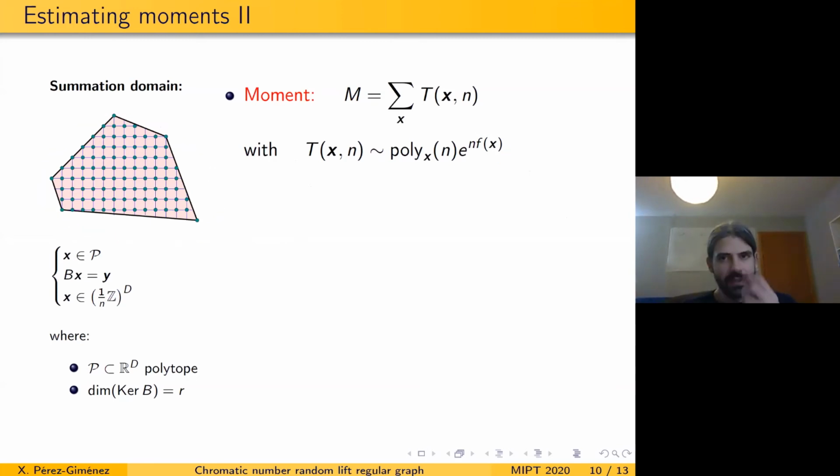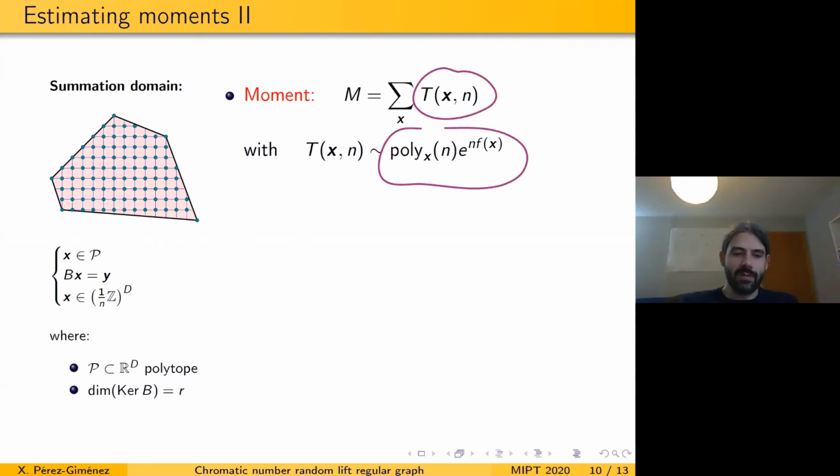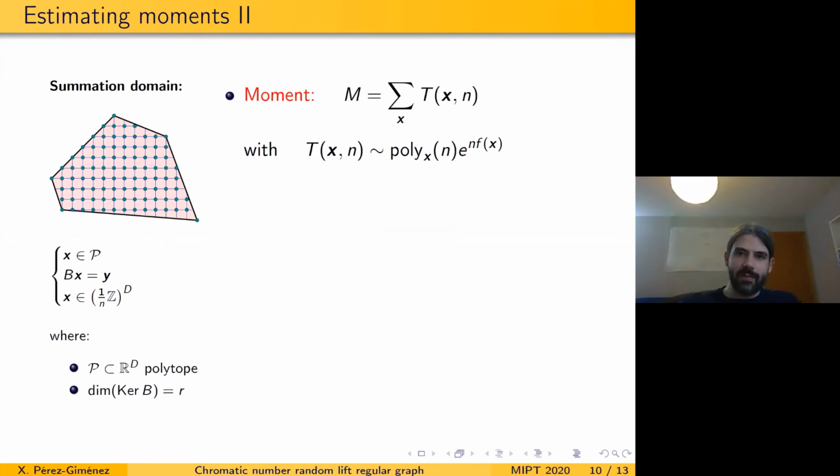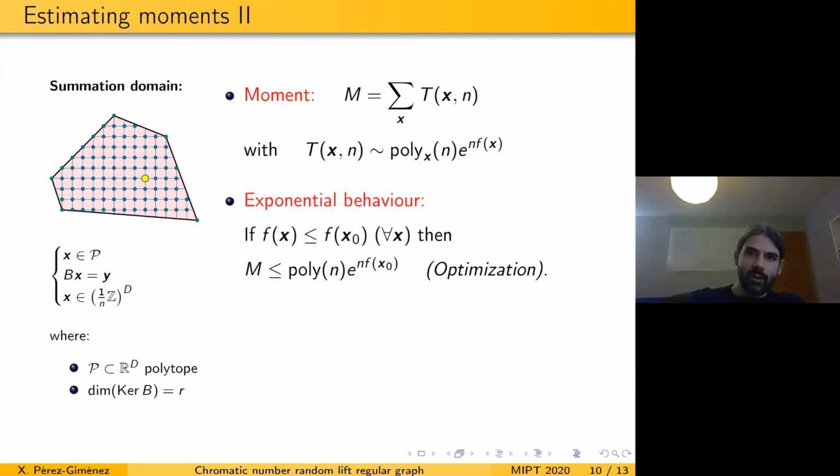And then this is a polynomial in n, which also depends on x. So once you have this approximation for each of the terms, if you only wanted a crude bound on the moment, so if you just cared about the exponential behavior, you could do the following. First, look at this function here.